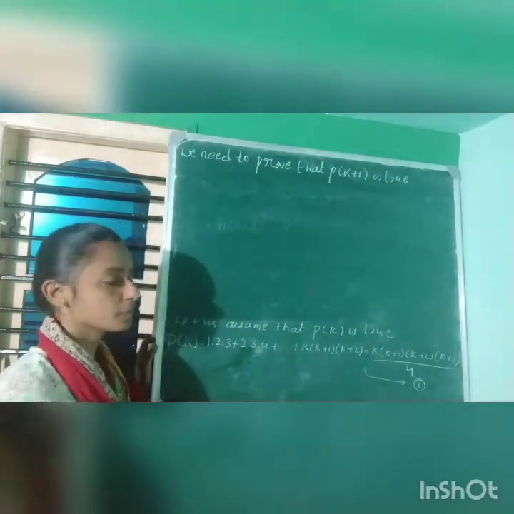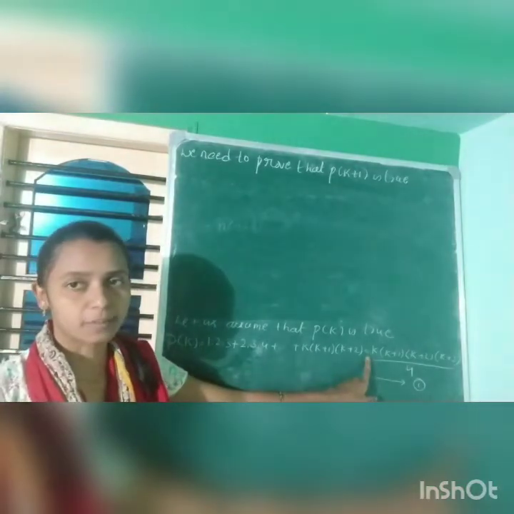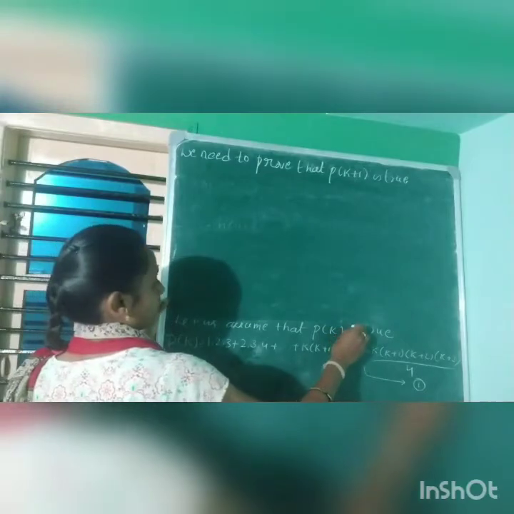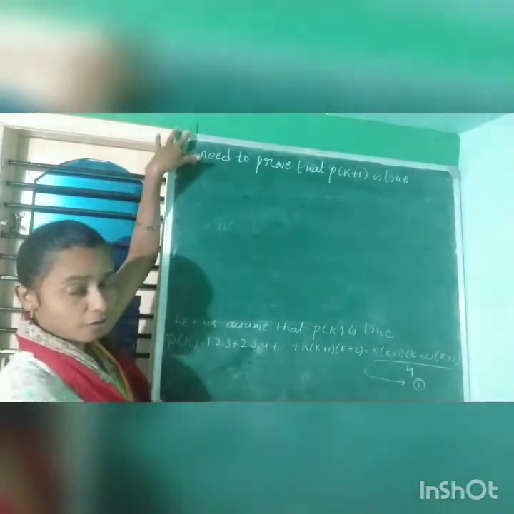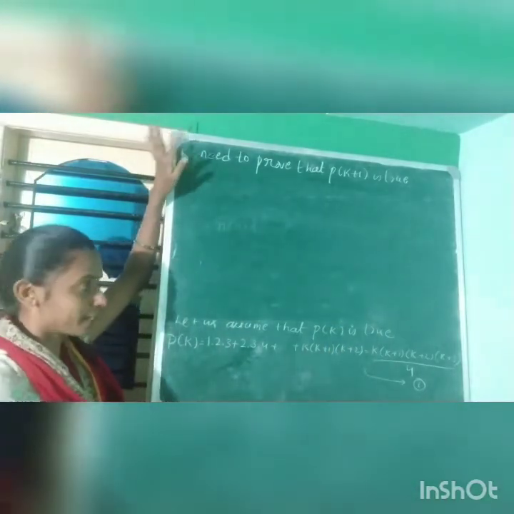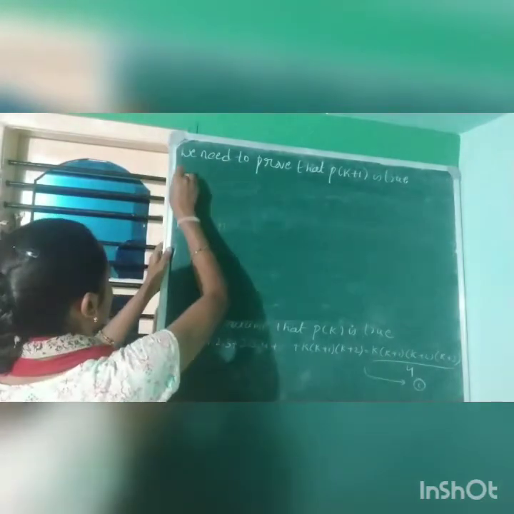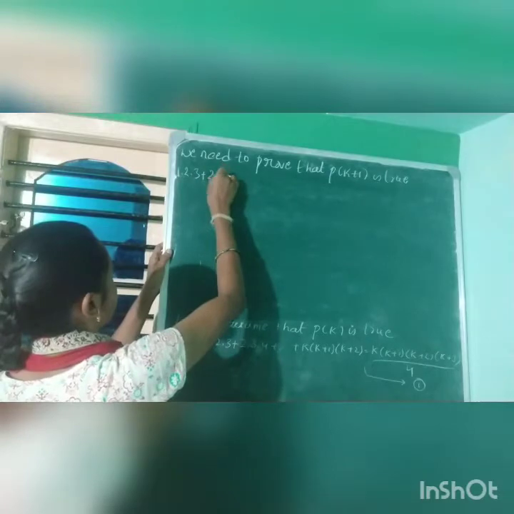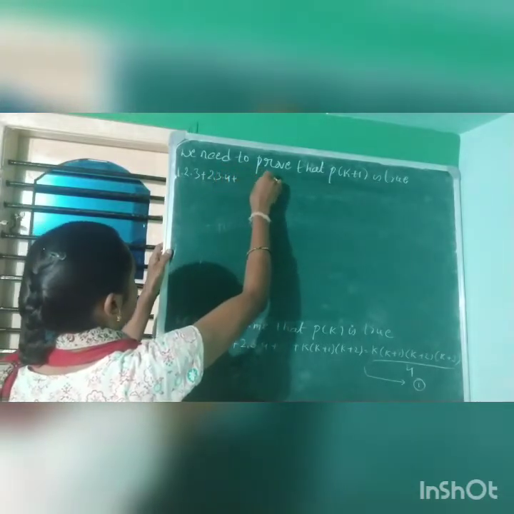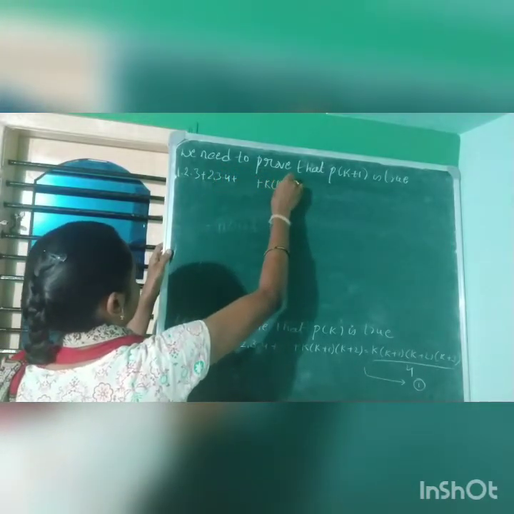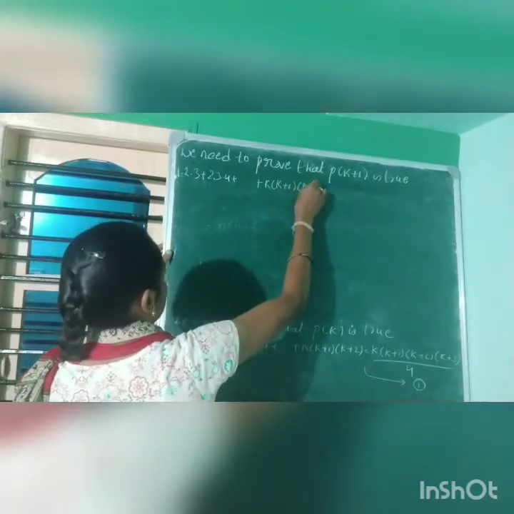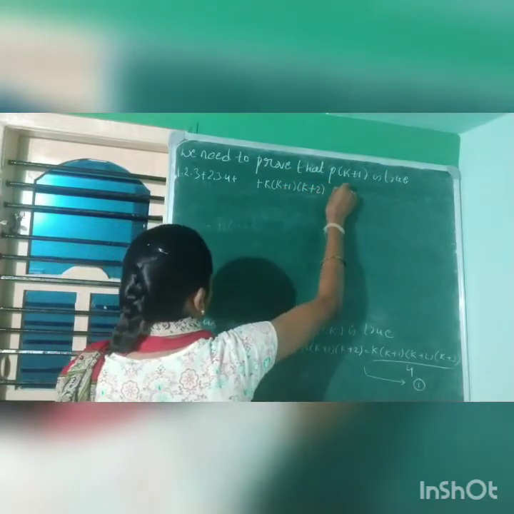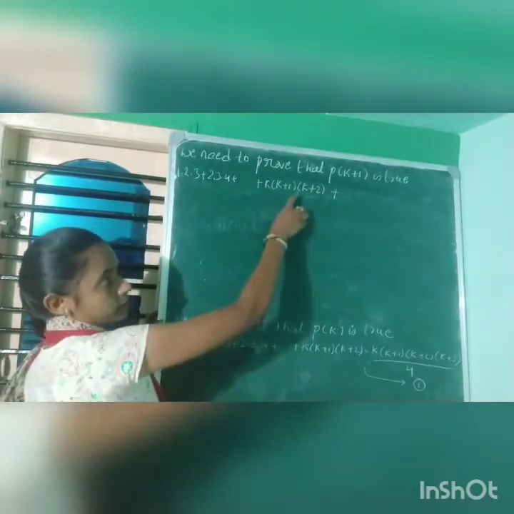P of k plus 1 is true means in the place of k you should get k plus 1. Once you write the statement after the inductive step, you need to write the given statement as 1 into 2 into 3 plus 2 into 3 into 4 plus, etcetera, k into k plus 1 into k plus 2. You have to write the next term of this.